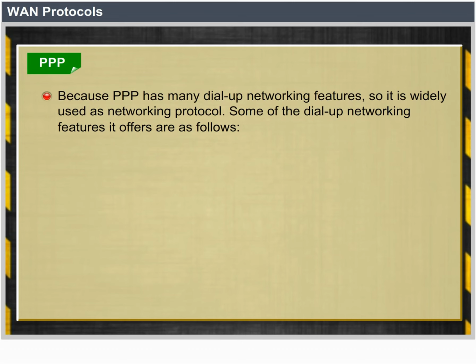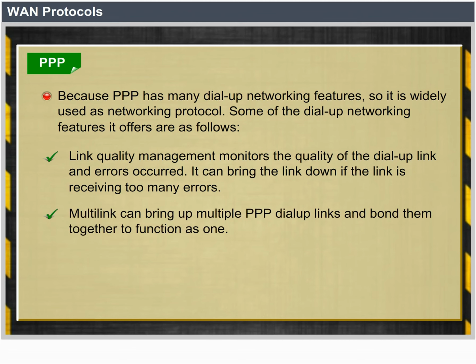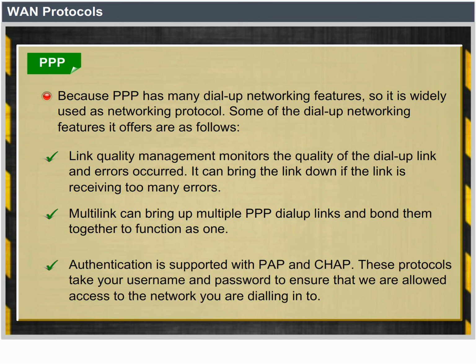Link Quality Management monitors the quality of the dial-up link and errors that occurred. It can bring the link down if the link is receiving too many errors. Multilink can bring up multiple PPP dial-up links and bond them together to function as one. Authentication is supported with PAP and CHAP. These protocols take your username and password to ensure that you are allowed access to the network you are dialing into.